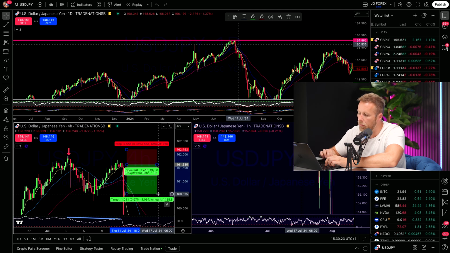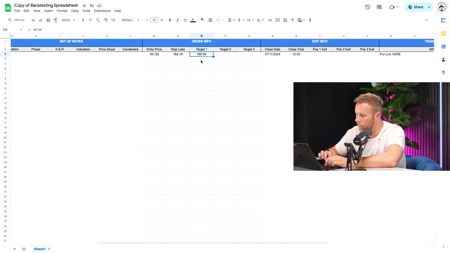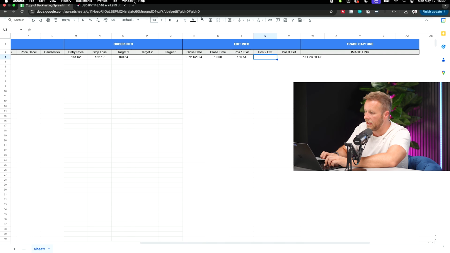So the reason you want to put the price in again, which is 160.54, right, is you can build an algorithm or a formula into this spreadsheet like we do in our tier 1 trading one that will automatically calculate whether it was a win or a loss, and it will add up all the pips and all the rest of it. Okay, but this is a basic spreadsheet template. And then you might get a screenshot.